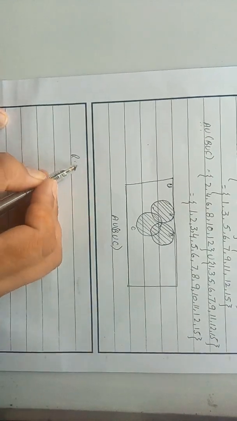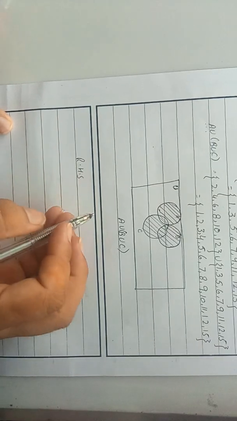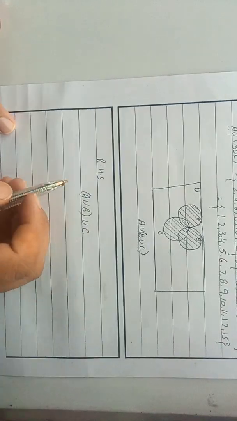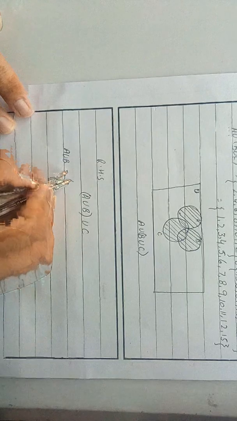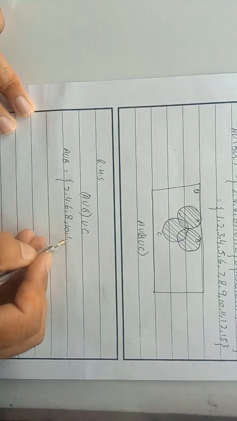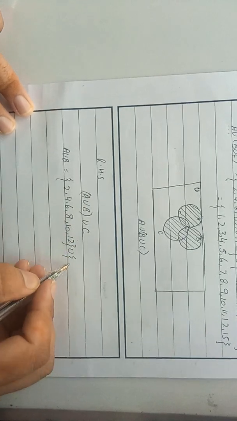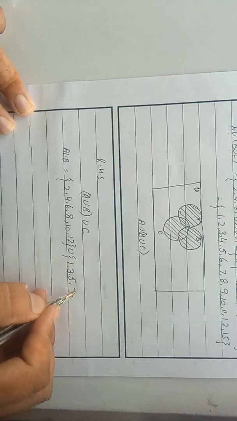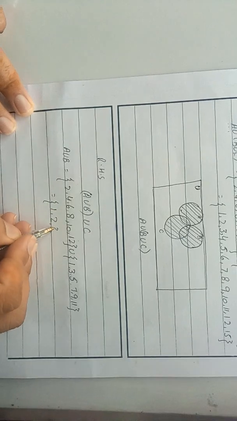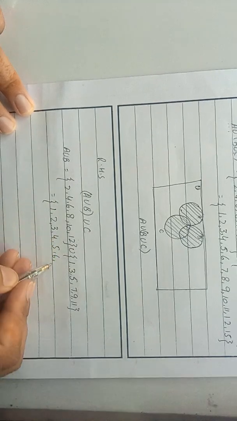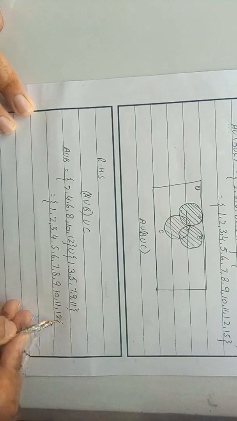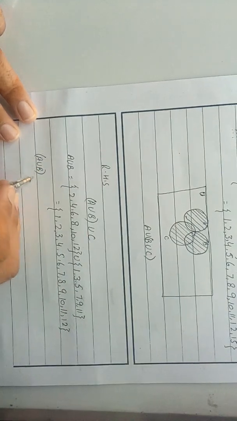Next we will solve the right hand side, which is actually (A union B) union C. First of all, we will solve A union B. Set A contains elements 2, 4, 6, 8, 10, 12. Union set B, which contains 1, 3, 5, 7, 9, 11. So A union B will be {1, 2, 3, 4, 5, 6, 7, 8, 9, 10, 11, 12}. Next we will find (A union B) union C.